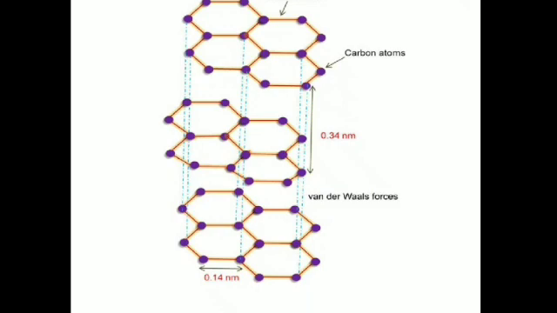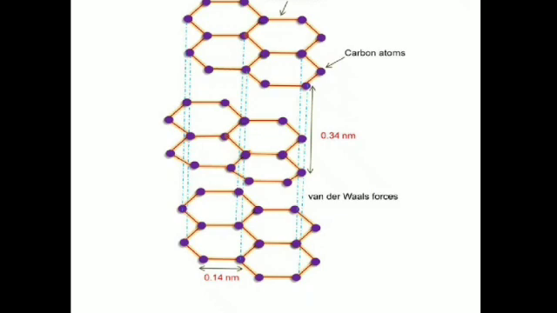So both the properties, that is the one electron not involved in the bond formation but left free, makes graphite a good conductor of electricity, while the second property, that is the layers are linked to each other by weak forces, which helps them in sliding over one another, hence making the graphite soft and slippery.